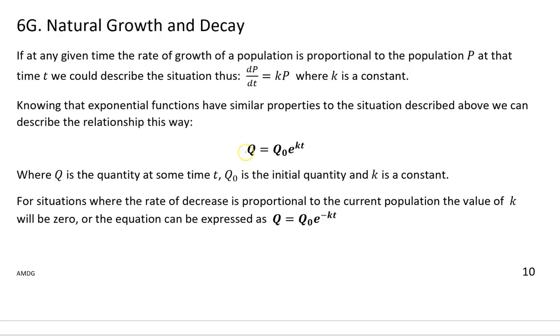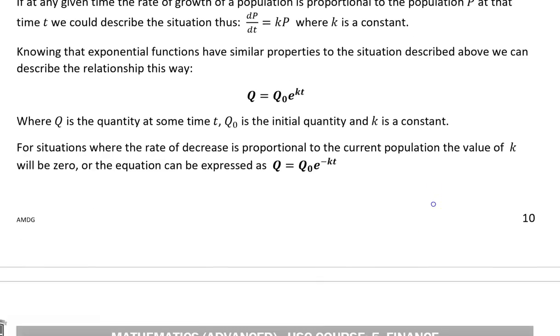So for some quantity, the quantity is equal to the initial quantity times e to some constant by time. If I differentiate this, I get k times the initial value times e to the kt. So let's have a look and see how that works.